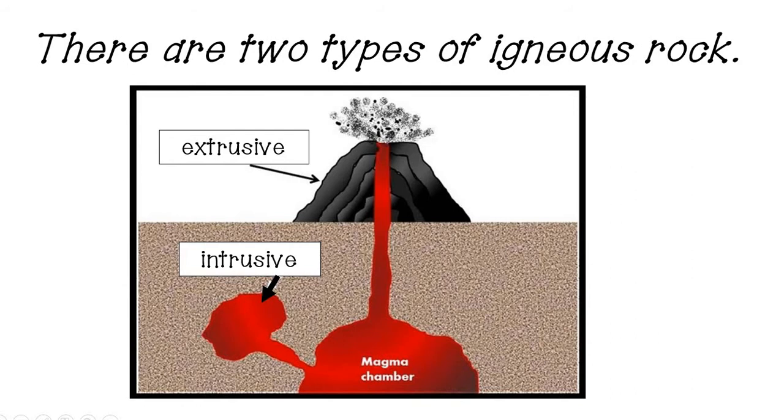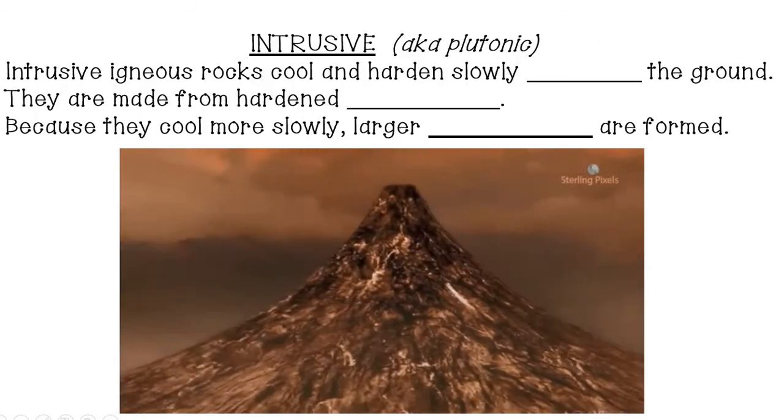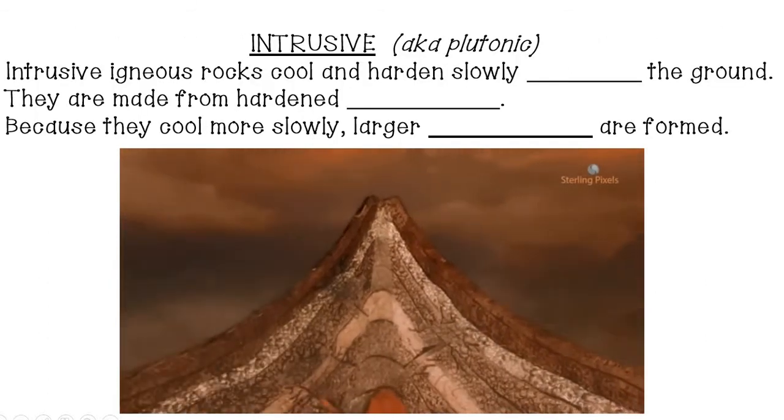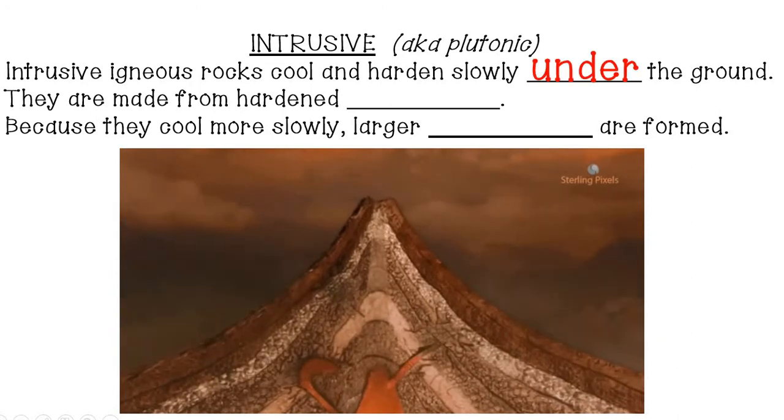Now, as we said, there were two types of igneous rocks. We just looked at examples of extrusive igneous rock. And a good way to remember extrusive is that it exited the earth. So exit meant it goes out of the surface. The last type of rock we're going to look at is called intrusive. And that word "in" helps you to remember that it is inside the earth. So intrusive igneous rocks cool and harden slowly under the ground.